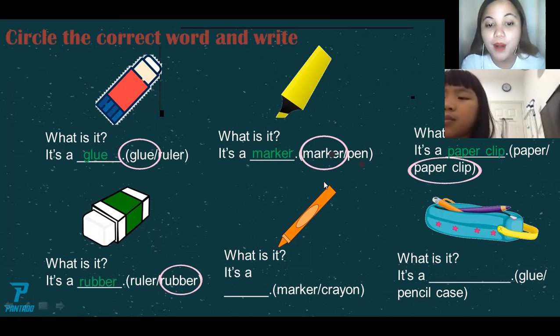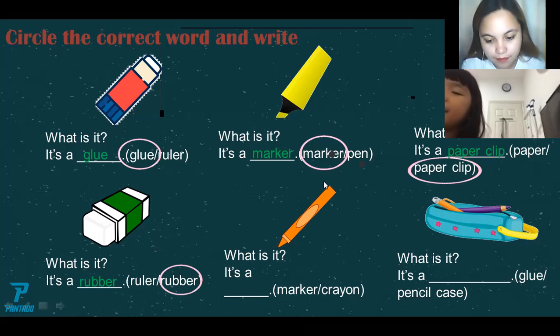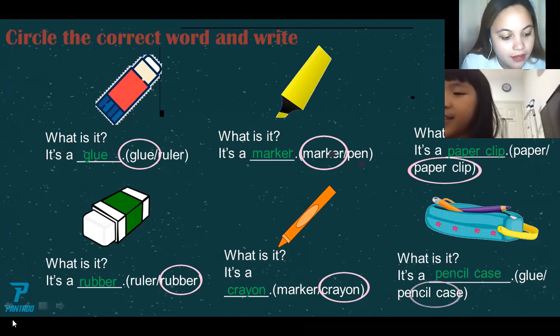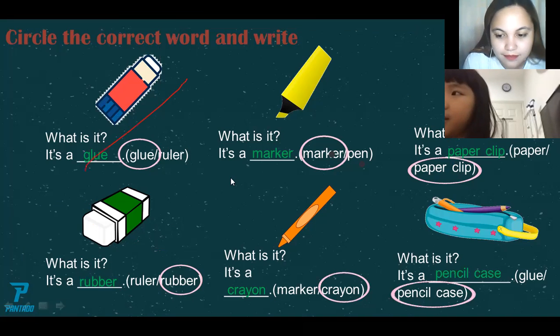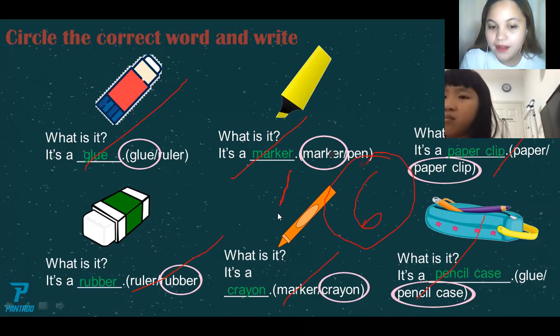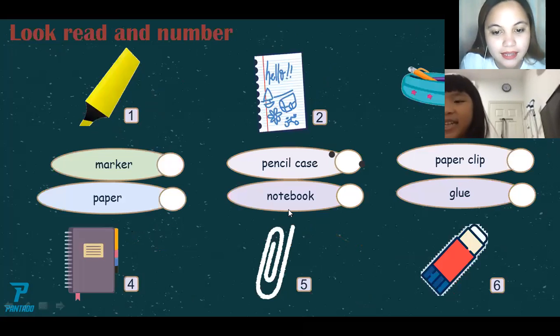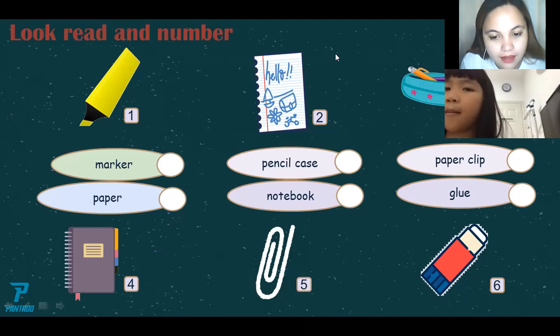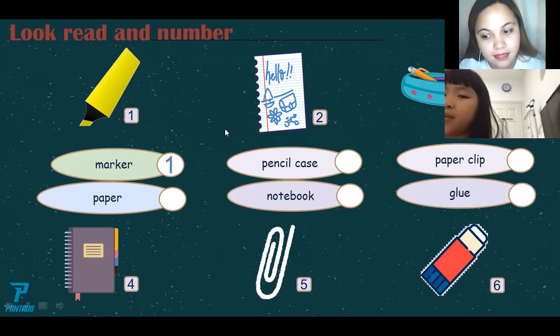What is it? It's a marker or a crayon. Crayon. Very good. Next one. What is it? It's a glue or pencil case. Pencil case. All right. So your answers are all correct. Okay, very good. 6 points for you. Okay, next one, Alina. Let's put a number on your answer. Okay, look, read, and number. So what number is the marker, Alina? One. Okay, it's number one. How about the pencil case?